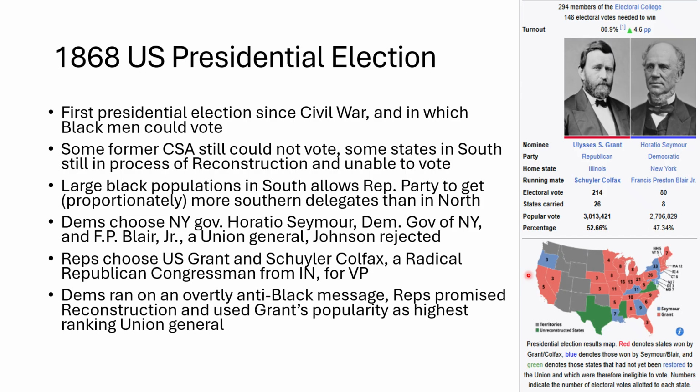And to sort of balance things out as well on the Republican side, Grant was a supporter of Reconstruction. They choose Schuyler Colfax of Indiana as their vice president. And the Democrats ran on an overtly anti-black message, that they were the party of the white man and that the Republican Party was the party of the black man. And the Republicans, of course, they promised Reconstruction, and they really rely on Grant's popularity as the highest-ranking Union general. And it's the recipe they need to win the election in 1868, and they win very commandingly, as you can see from this slide.